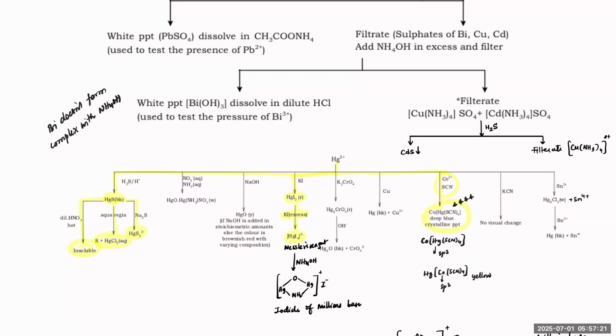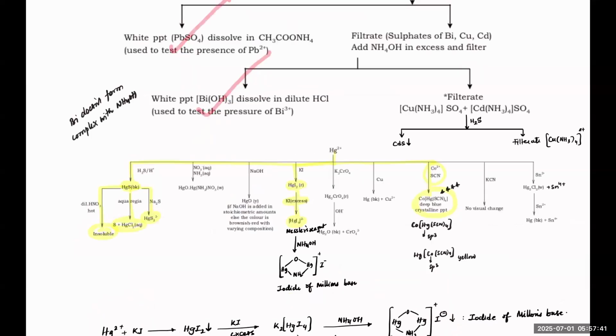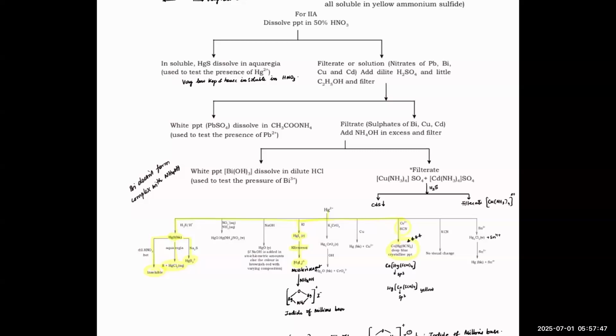If you see a precipitate forming, it has to be cadmium. If there is no precipitate forming, the filtrate remains the same. That means it is the copper ammonium solution. Got it? This is how you will differentiate all of them: Hg2 2+, here Pb2+, here bismuth 3+, and here cadmium and copper. You got the idea how to distinguish them?